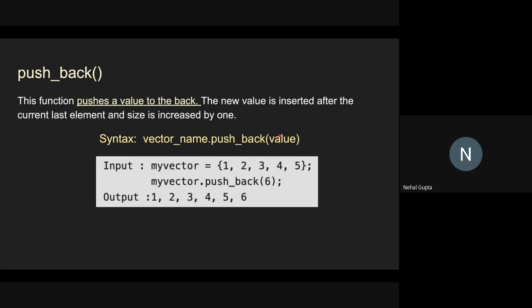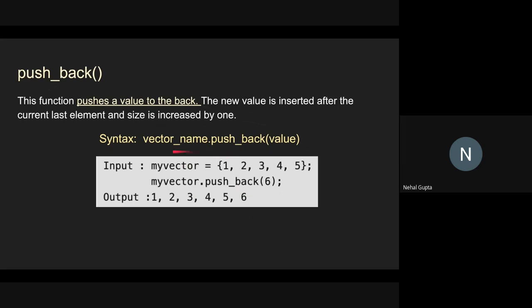Now we have pushback. Pushback is a very, very important function in vectors. And what it does is that, as the name suggests, it simply pushes a value to the back. To the back means that whatever value we pass in this function will get added to the end of the vector. It will never get added to any other position. It will always get added to the end. And when it gets added, the vector becomes the one with the extra element, and the size of the vector gets increased by 1.